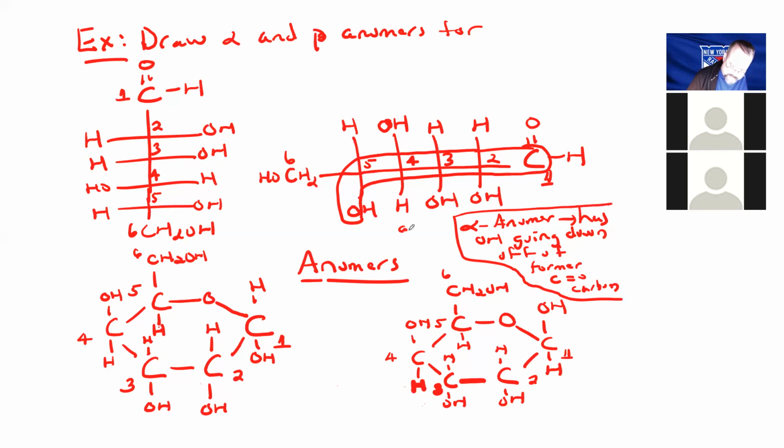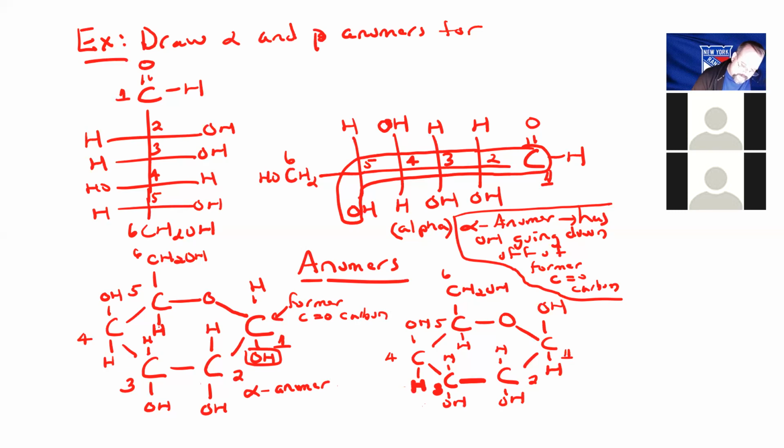Okay. So for the alpha anomer, it has the OH going down off of the former C=O carbon. So the structure on the left, here's the former C=O carbon. Here's the OH going in the downwards direction, and therefore this is an alpha anomer. If you wanted to write the word alpha, it's fine, but a lot of times the Greek symbol is used.